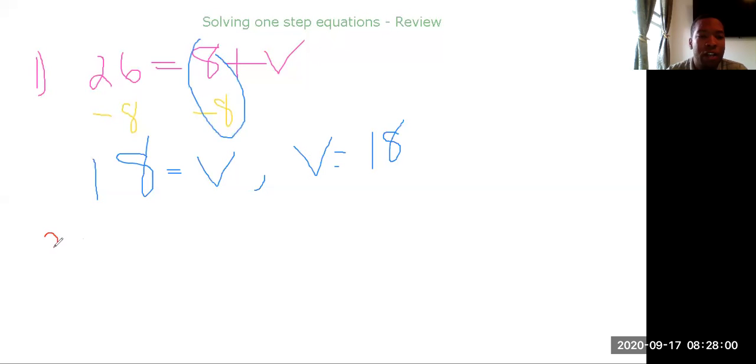Now the next question on the sheet, this is on the same worksheet that we're doing. It's the solving one-step equation questions on your Google Classroom. It was returned to you. This is a good way to check if you got it right. It's a good way to also get caught up. So the first one is 26 equals 8 plus v. And then question 2 is 3 plus p equals 8.